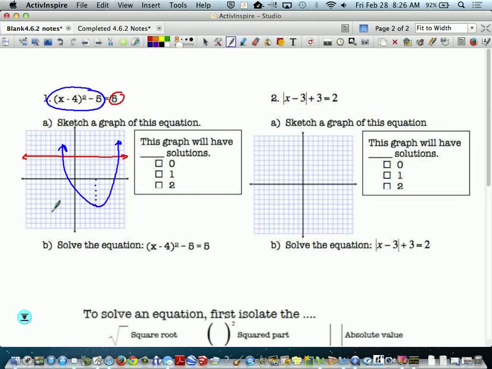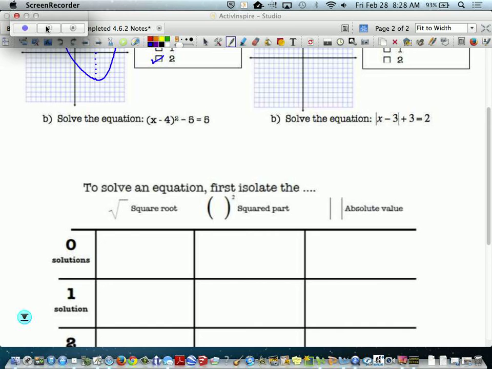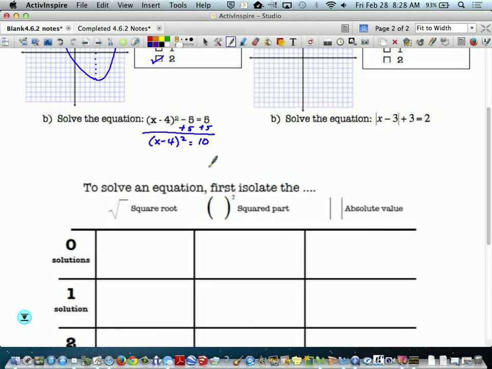So, the graph will have how many solutions? 2. Okay? So, with somebody near you, I want you to solve this equation. Quickly solve this equation. Alright, so you should have probably added 5 on both sides. When you add 5, it looks like I'm getting 10.